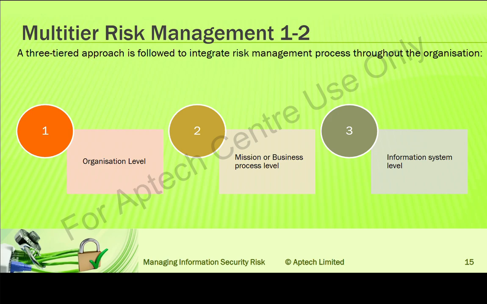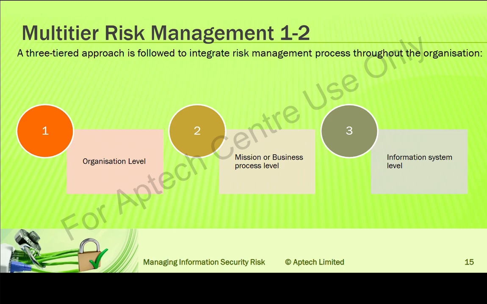Now, multi-tier risk management. A three-tier approach is followed to integrate the risk management process throughout the organization. Number one, the organizational level. Number two, the mission or business process level. And number three, the information system level. At the organizational level, what is the plan of the organization? At the mission or business process level, what is their business, what is the goal of this organization, and what is their business process? You also determine risk management at this level.